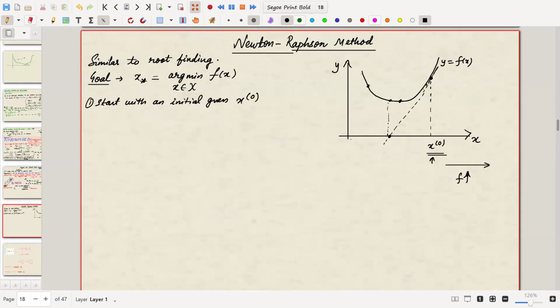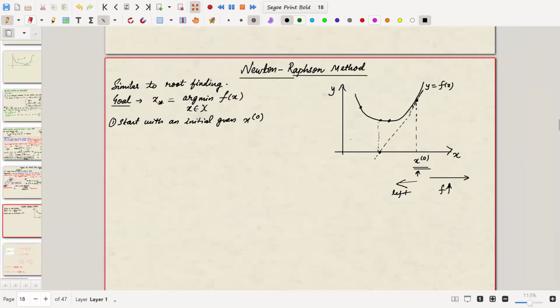But is our goal to maximize f(x)? No, minimize f(x). So where should we go? We should go to the left. Can you see now the logic behind how this method should work? Take an initial guess, see the slope. If the slope is positive, that is f prime of x is greater than 0, move left.